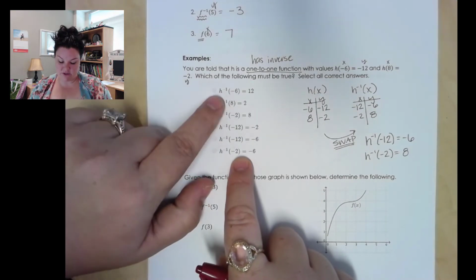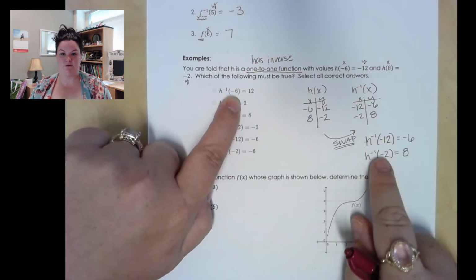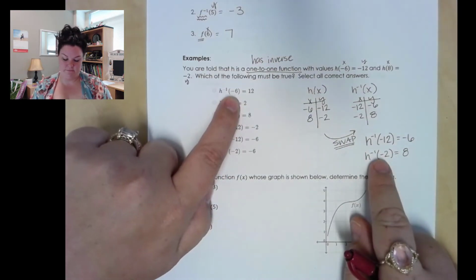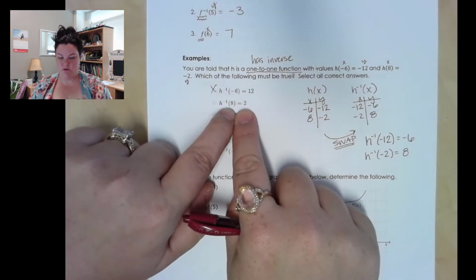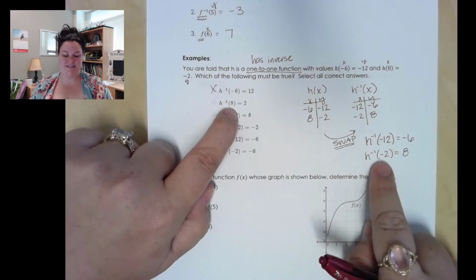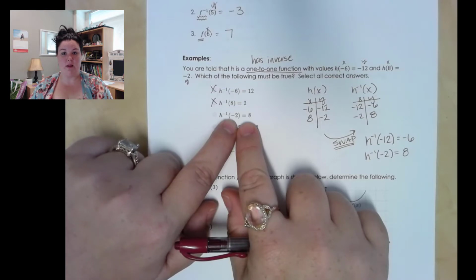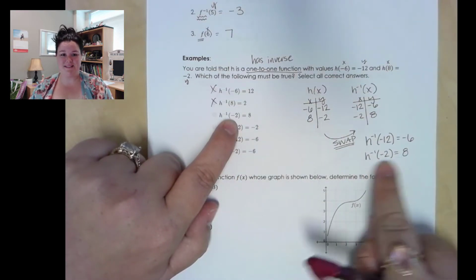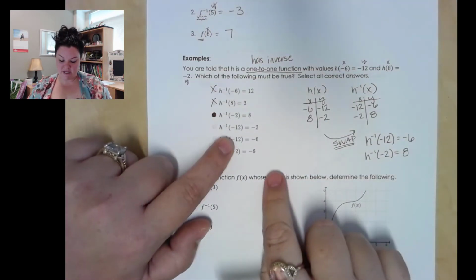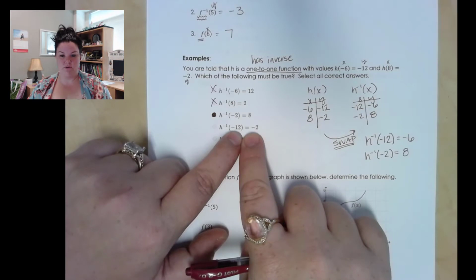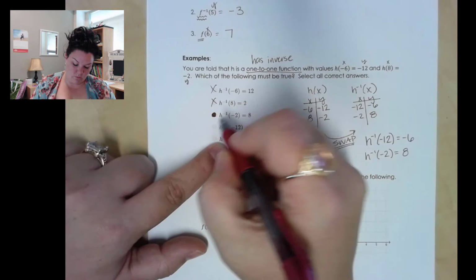So I look, does h of negative 6 equal 12? Well, I'm just going to compare it with the two things I know to be true, and that is not true. Does h inverse of 8 equal 2? Do I look and see if that's one of my true statements? It's not. So that's not true. Does h inverse of negative 2 equal 8? Well, yes, that's one of the true statements that I got. So that one is going to be an answer. Does h inverse of negative 12 equal 2? Well, I do have h inverse of negative 12, but it equals negative 6, not 2. So that one is not one.